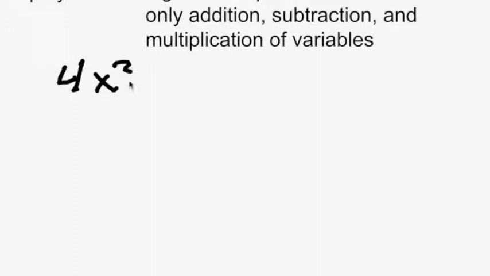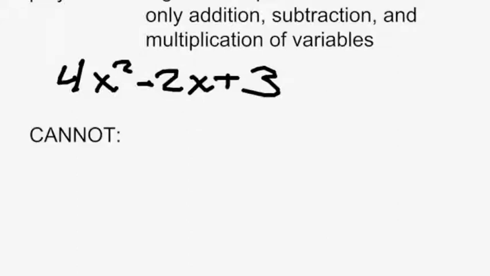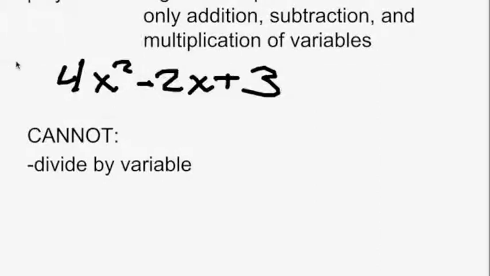4x squared minus 2x plus 3. And you see you only have addition and subtraction and multiplication. And so you cannot have division by a variable. So you cannot have 4 over x minus 2 because the variable is being divided by.